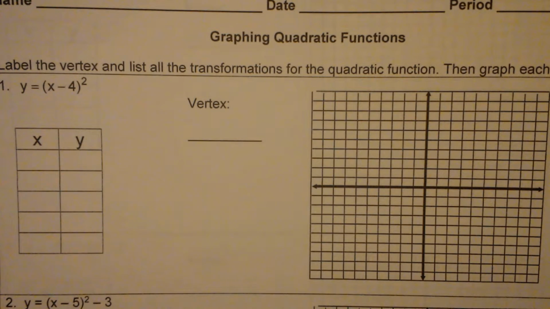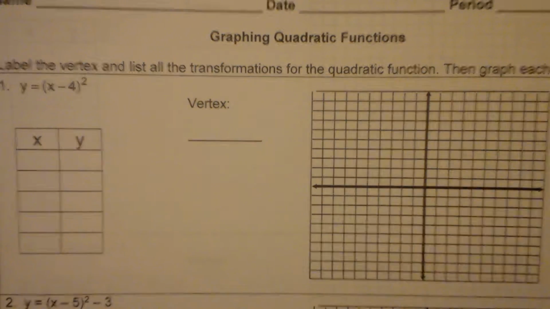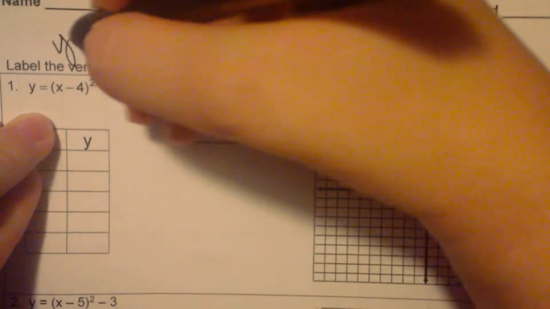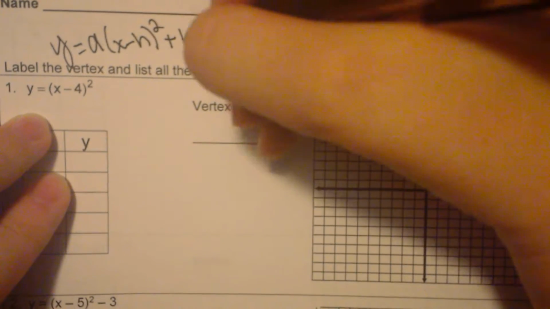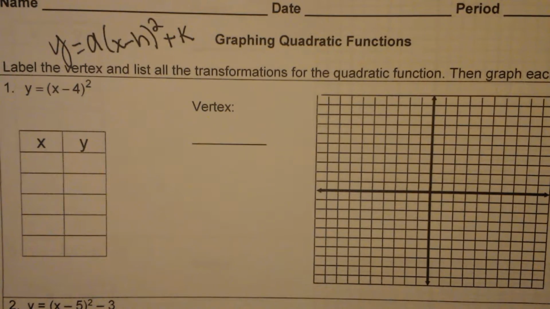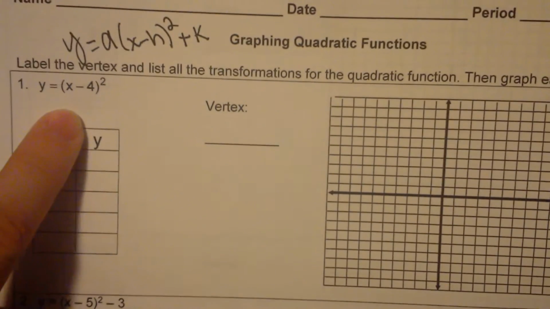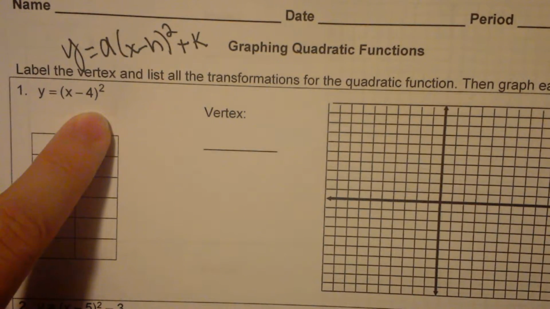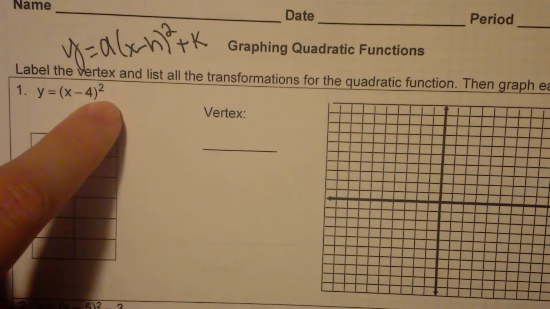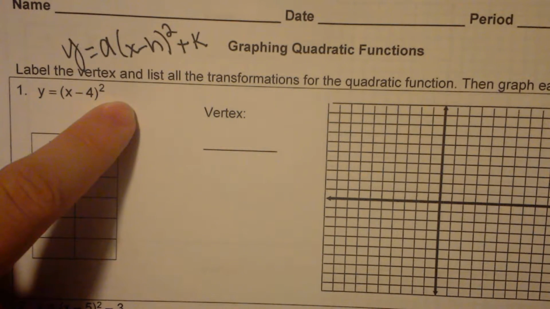Quadratic functions. So label the vertex and list all the transformations for the quadratic function, then graph each. So the vertex, we all know the vertex form by heart: y equals a(x minus h) squared plus k, where (h, k) is our vertex. So look in here, x minus 4, 4 must be my h. And I'm not adding anything, so k must be 0. So I'm going to put that right in the middle on my table.